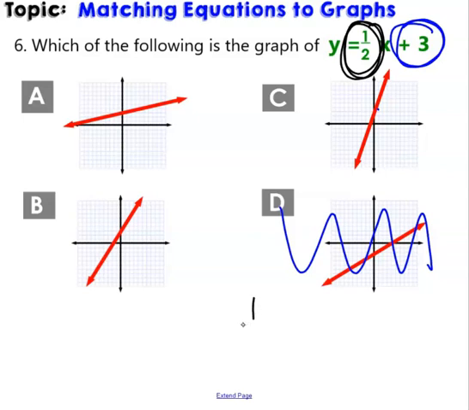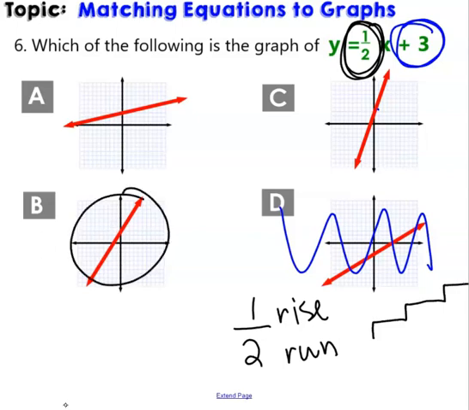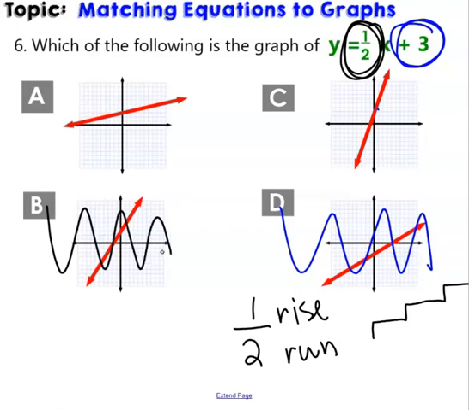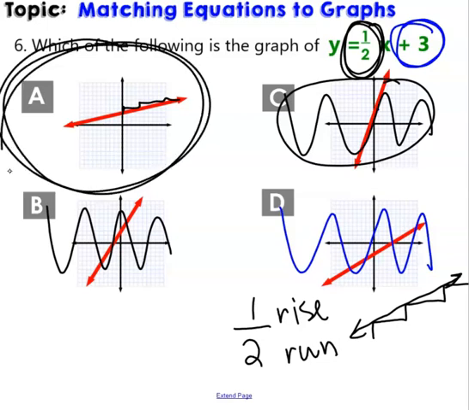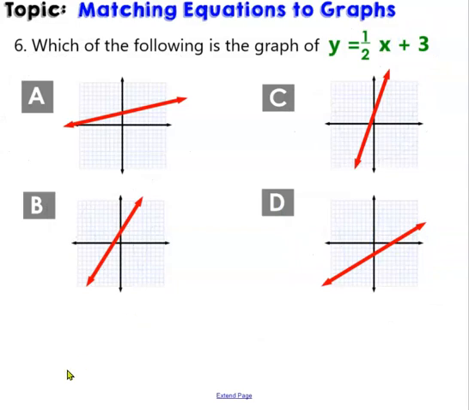The slope is a fraction, and it has a rise of 1 and a run of 2. And that means it's going to be quite shallow. Rise of 1, run of 2. This one is fairly steep, so I'm going to say that this one is probably out. This one is even steeper. That one's out. And fraction slopes are generally flatter. Up 1 over 2, up 1 over 2, up 1 over 2. I think this one is definitely the winner. All right, hopefully you have a better understanding of how to match equations and graphs.